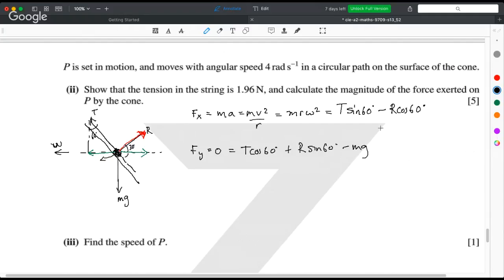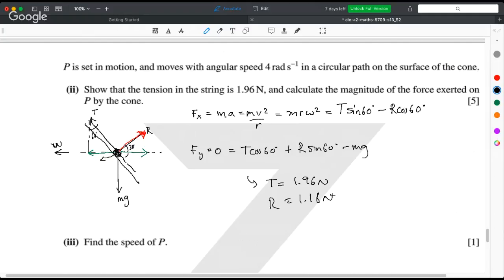So if we use this as a set of coupled equations, you can use a calculator to work out what the sine of 60 is, or you can use your similar triangles. And like any set of equations, you just solve them, and you get T is 1.96 newtons, and R is 1.18 newtons.